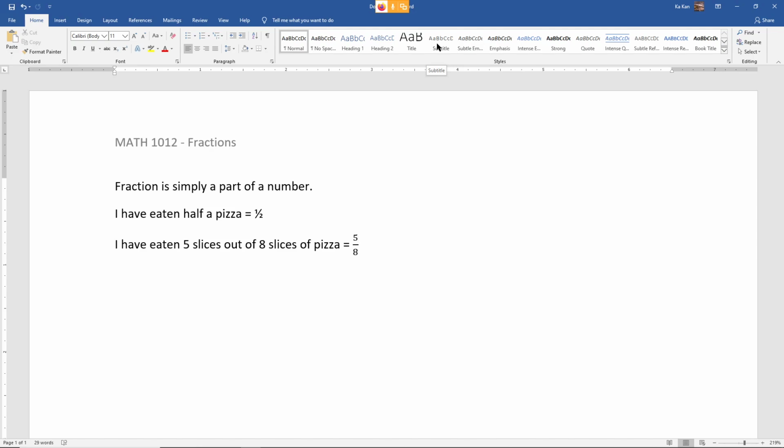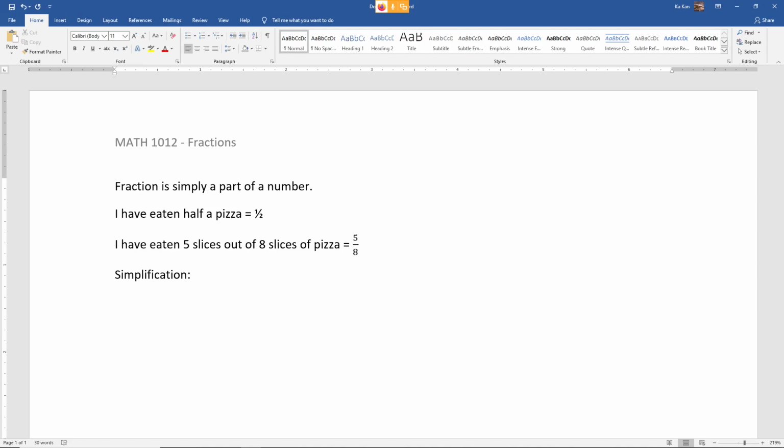The problem is when you start to do operations together, when you have adding, subtracting, simplifying. So first, I want to talk about simplifications. So what is simplification?